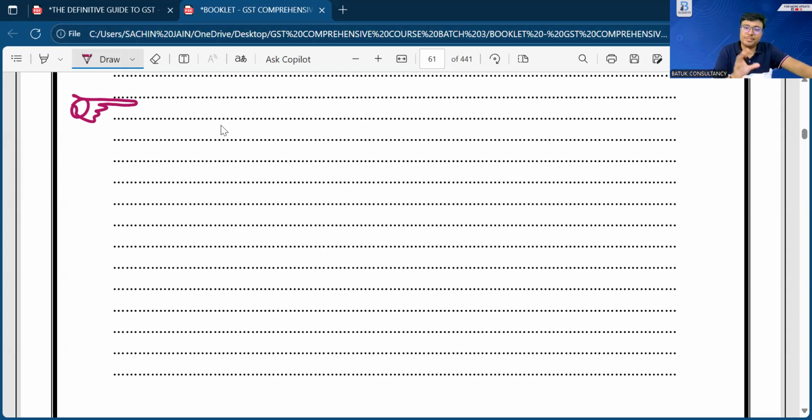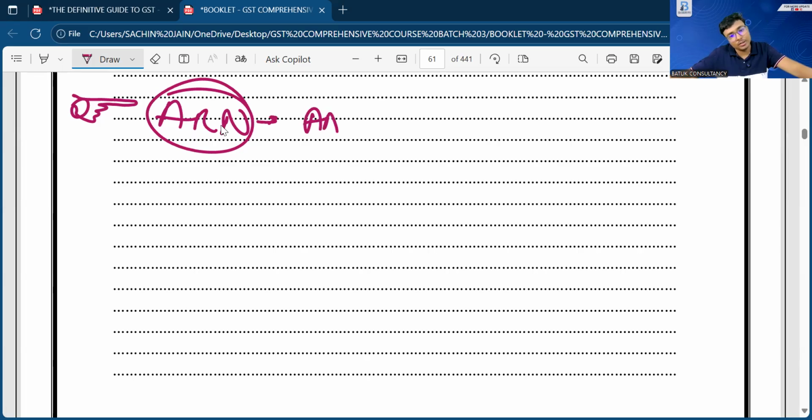This is the process to take the GST registration. Okay, sir, after applying for GST registration, your ARN, the acknowledgement reference number, will be generated. Based on your ARN number, your file will be assigned to a jurisdictional officer. That means after Aadhaar authentication, your ARN will be generated, then your file will be assigned to your jurisdictional officer.